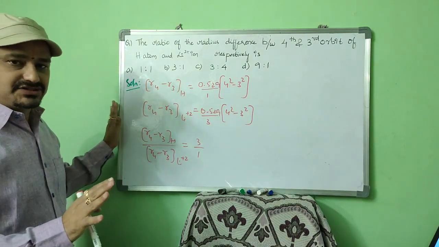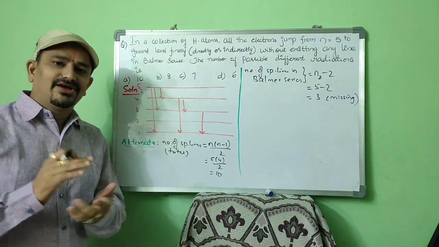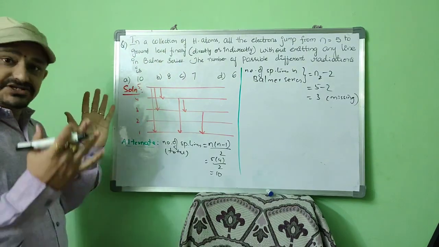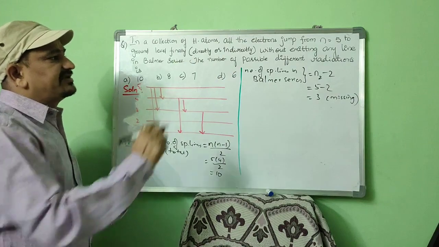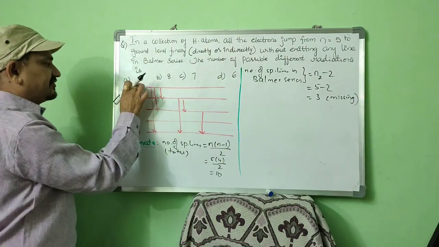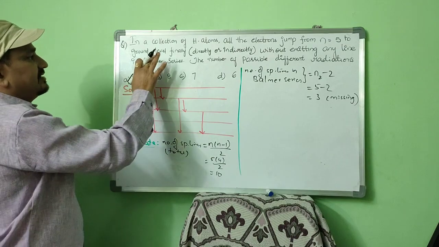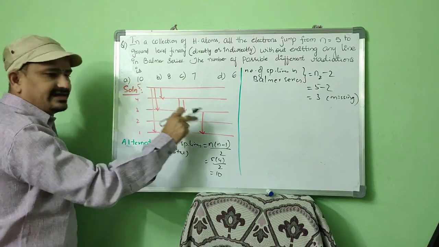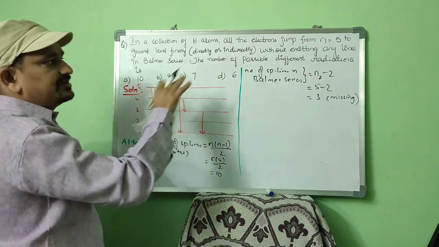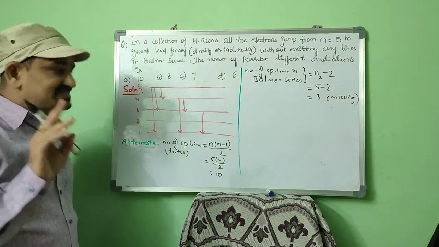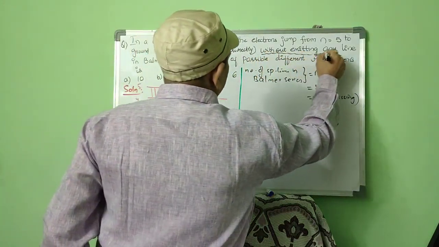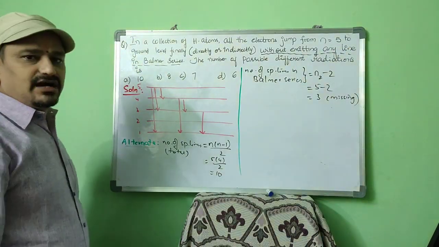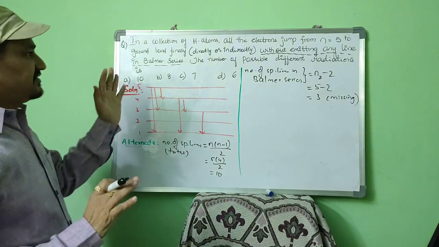This is our question, right? This is the current question. In a collection of hydrogen atoms, all electrons are jumping from the fifth orbit to the ground level. Finally they are coming to the ground level, directly or in an indirect manner, without emitting any line in the Balmer series. That's the condition given. Understood? Now, with respect to this, how to answer?